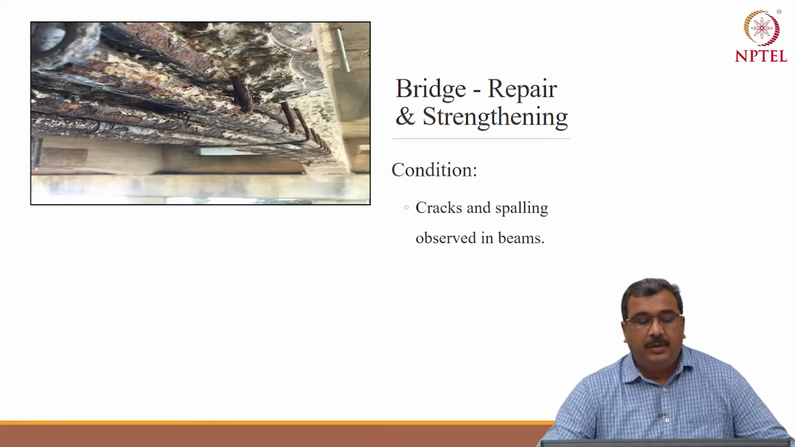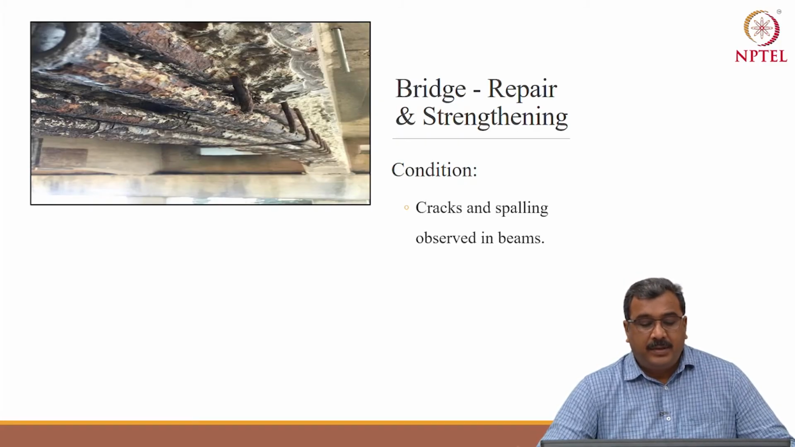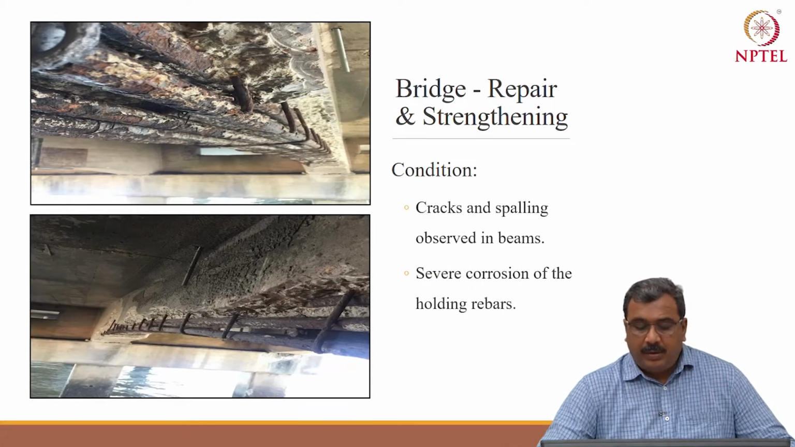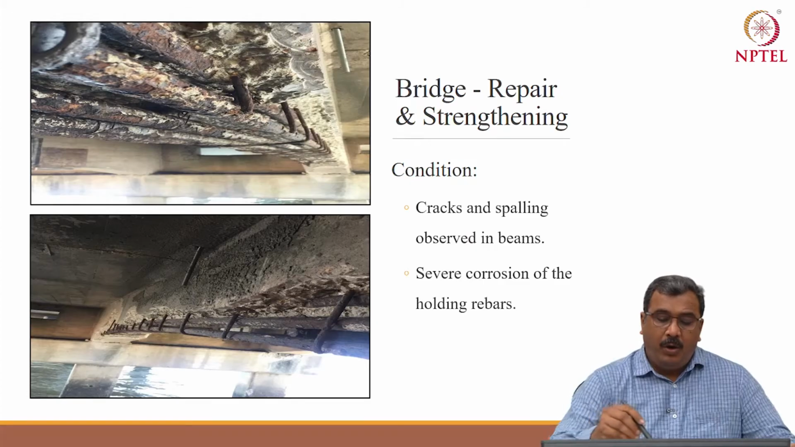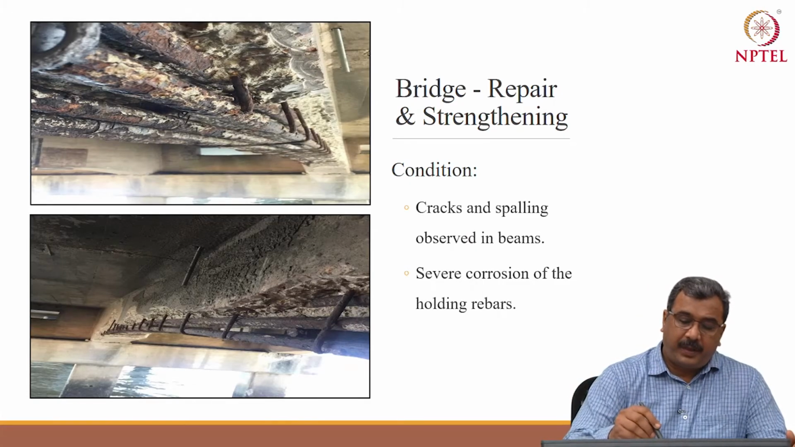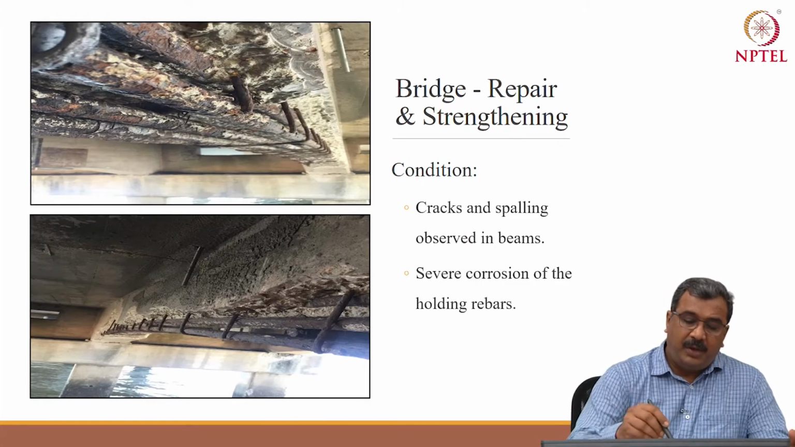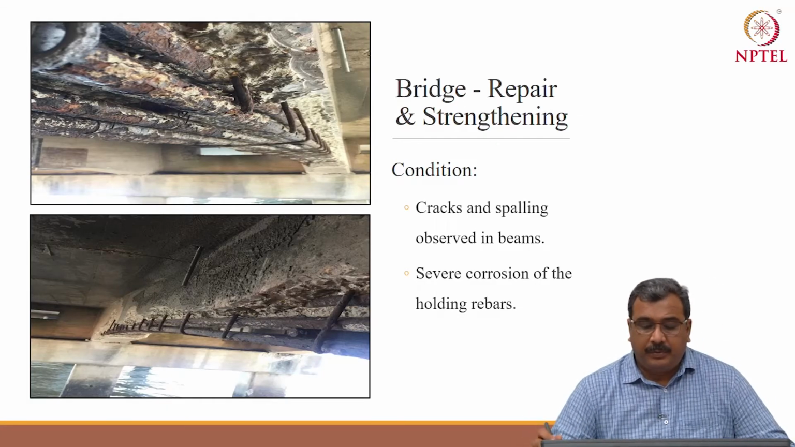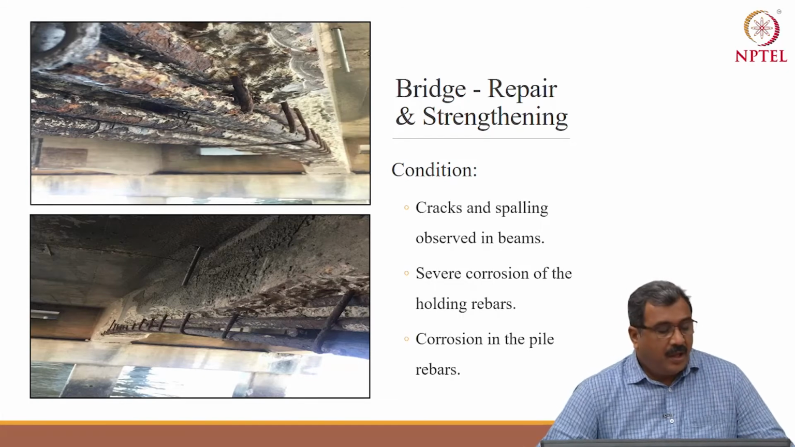This was the condition of the beam. You can see cracks and spalling. The holding bars, these are the bars which are holding the main reinforcement. You cannot see the holding bars here, they had fully corroded. There was corrosion in the pile rebar.